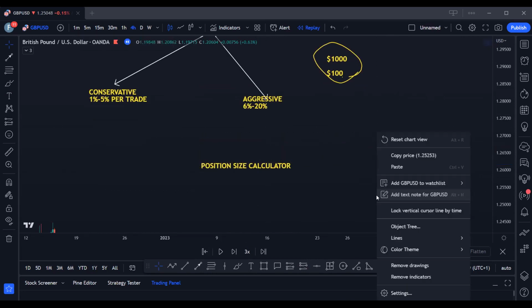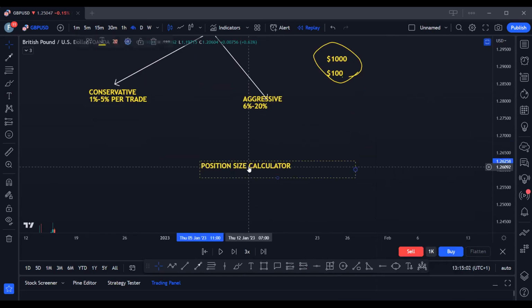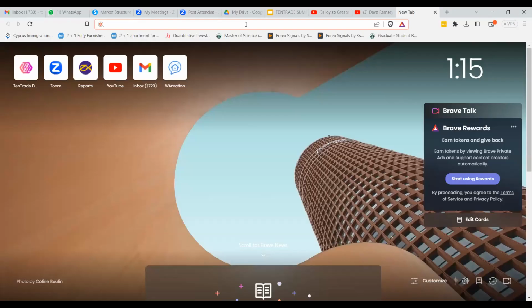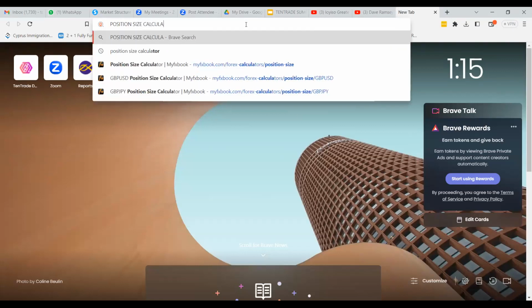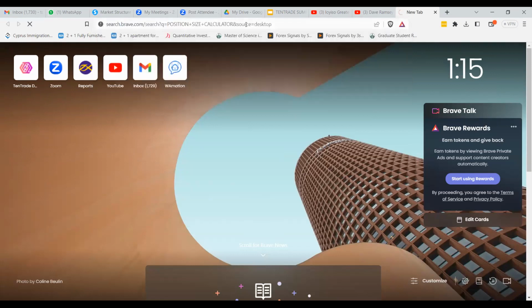It's a free tool. So let's just go there. So you want to go to your browser. Go to your browser and then you want to search for position size calculator. Oh, let me share my browser. So I want to search for position size calculator. So this is available web version.